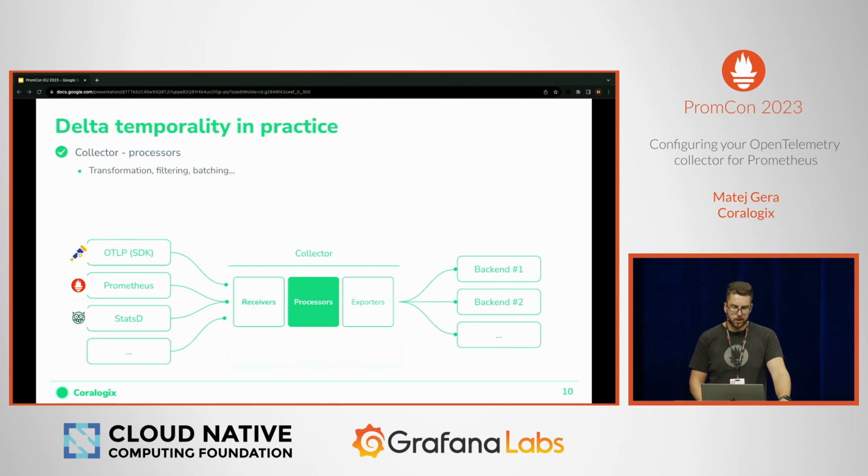Processors, I won't talk too much about processors, but basically they allow you to process the telemetry data, to manipulate it, transform it in some ways, maybe remove some series labels and so on, do some filtering, batching, and so on.